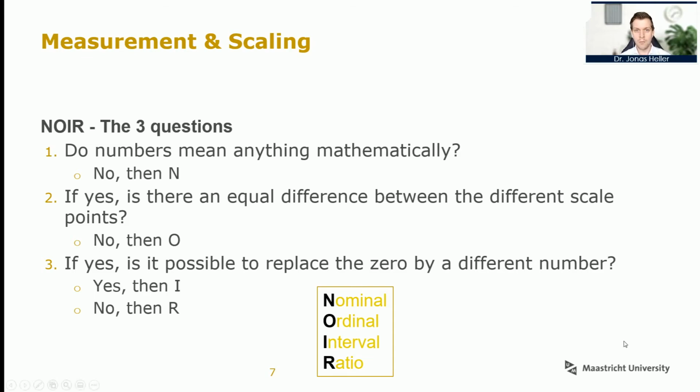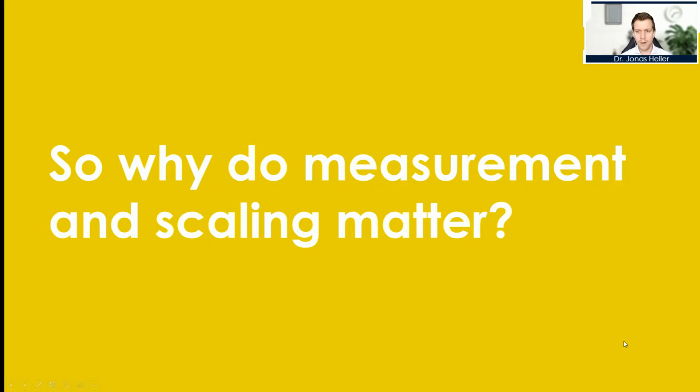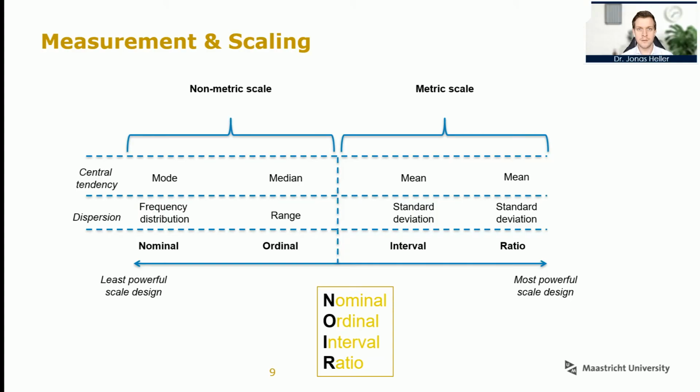Now, one important question to ask ourselves is, why do we do measurement and scaling, and why does it matter at all, right? So when it comes to measurement and scaling, from a statistical perspective, it is very important because it determines which kind of statistical tests we can run, whether these are non-metric or metric tests. But more fundamentally, the type of scale that we choose determines which kind of statistical measures of central tendency and dispersion we can collect from our data.